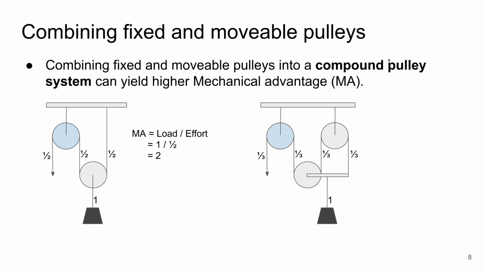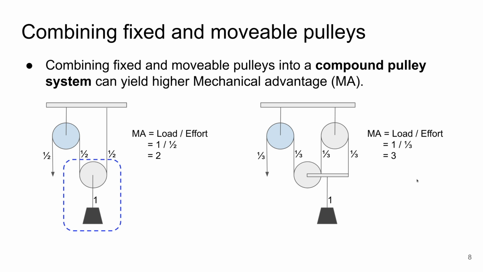Now, in another example, we have 2 fixed pulleys and 1 movable pulley. So we have the situation where the cable starts at a fixed attachment to the movable pulley, moves around the fixed pulley, then around the movable pulley, and then around the other fixed pulley. And you'll notice that there's actually only 3 cables supporting the load and the movable pulley. Therefore, mechanical advantage equals load divided by effort, and that's 1 divided by 1/3, which equals 3.